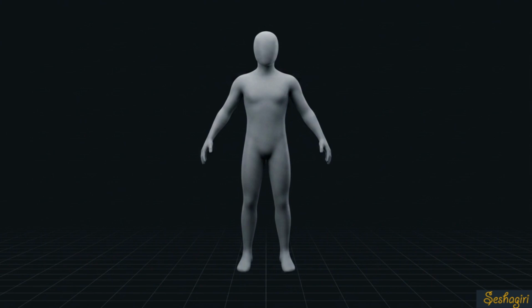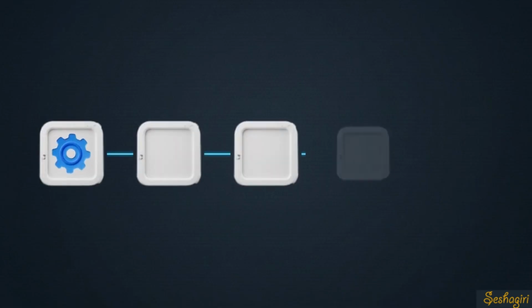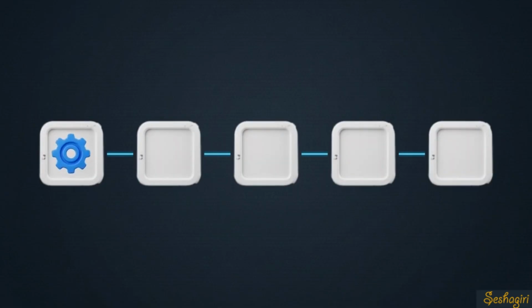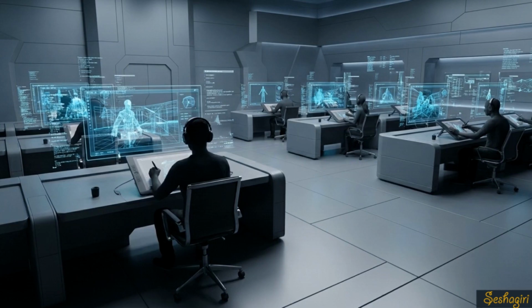This is the starting point for everything we build, a raw collection of polygons suspended in a digital coordinate system. 3D animation relies on a sequence of specific engineering stages. Every movement on screen is the result of a precise, multi-departmental production pipeline.